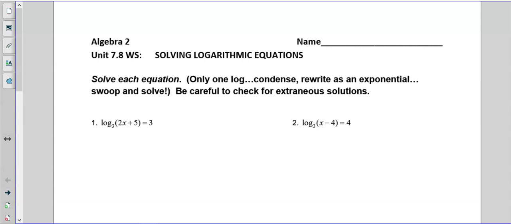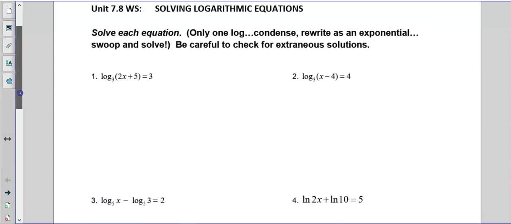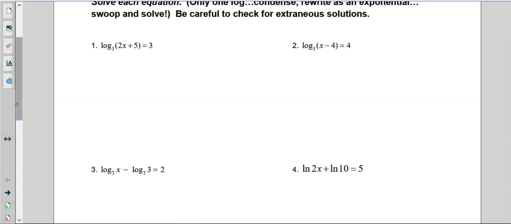All right, so solving logarithmic equations, 7.8. Okay, only one log, condense, rewrite as an exponential, swoop and solve, switch and flick. Okay, always check for extraneous solutions. So number one, again, we're going to swish and flick.